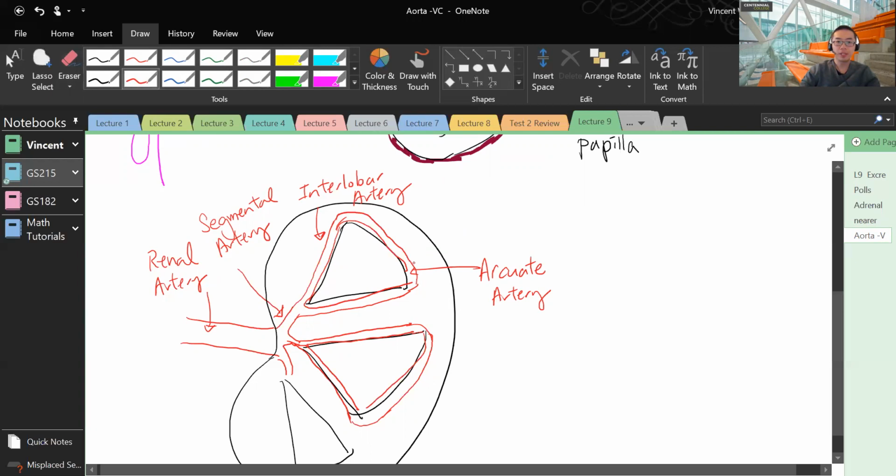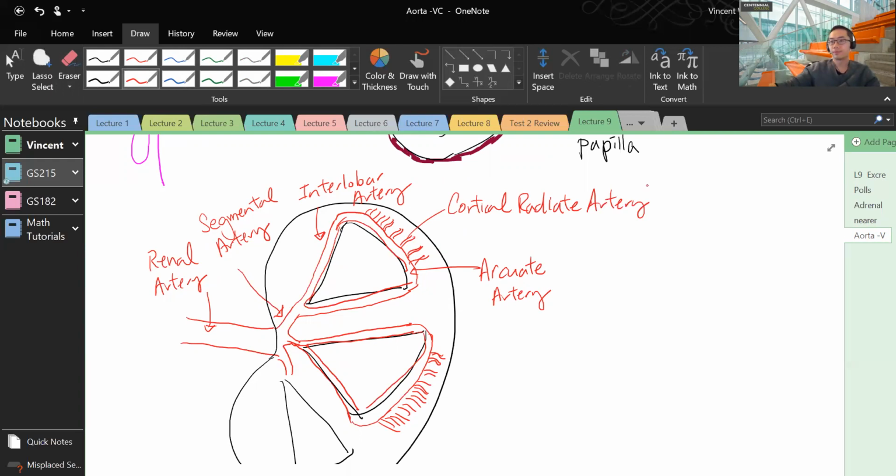From the arcuate artery, we're going to have a bunch of smaller ones coming out like this, like little hairs. All these small ones that are coming out into the cortex, we call the cortical radial artery. All right. Questions?